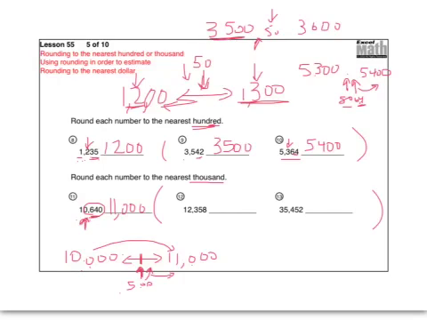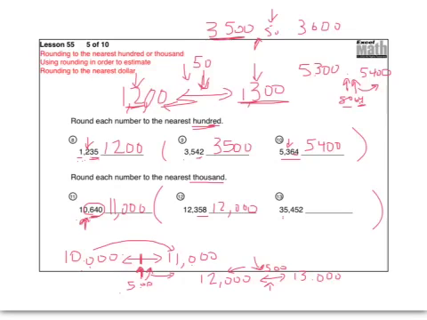So the next one is between 12,000, which is an even 1,000, and 13,000, because that's the next 1,000 up. This is the number 358. Right in between is 12,500. 358 would be down here, a little bit less than 500, so we're going to round that down to 12,000 instead of going up to 13,000.